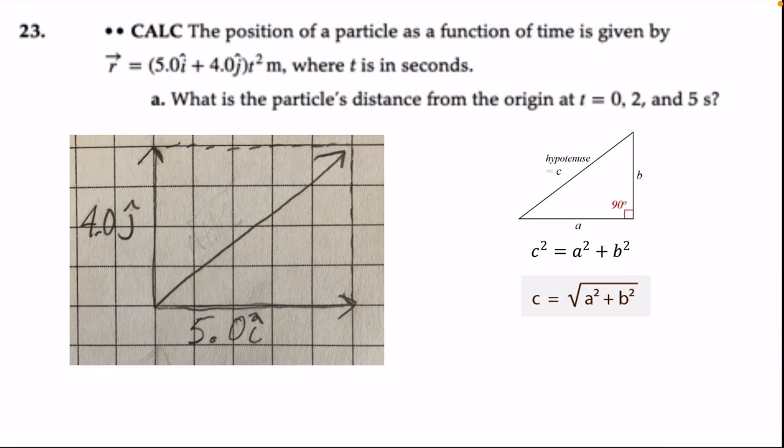Position of a particle as a function of time is given by r equals (5.0 i hat plus 4.0 j hat) t squared meters, where t is in seconds. Part A. What is the particle's distance from the origin at t equals 0, 2, and 5 seconds?